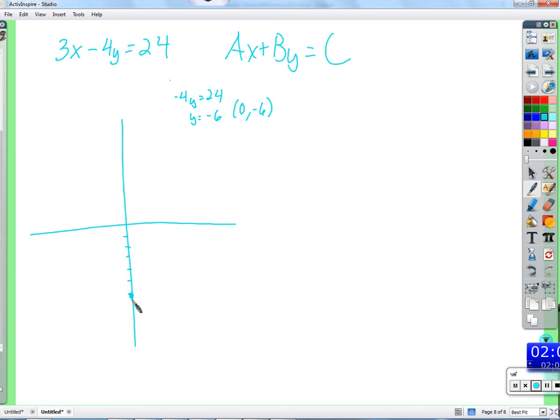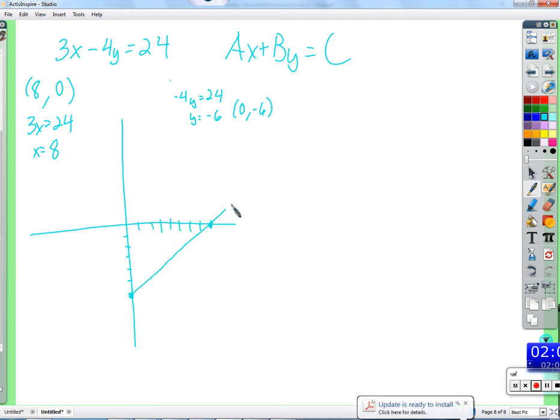You plug in zero for y, you also get this really easy thing. We're going to plug in zero for y to get 3x equals 24, so x equals 8. There's another point there. That's all we need. We know it's going to be a line. Let's say 2, 3, 4, 5, 6, 7, 8. That's enough. We need 2 points, we can find 2 points easily, we don't have to rewrite the equation, we don't have to solve for y, get y by itself, we don't have to do any of that.